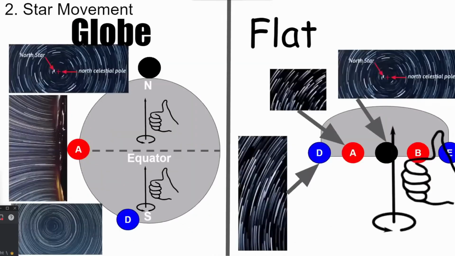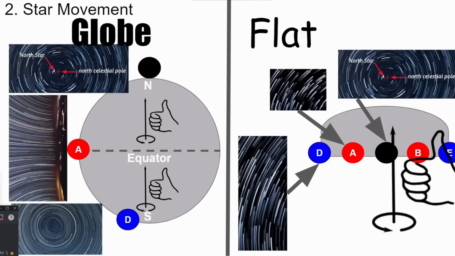Next, star movement. A globe and a flat Earth model both agree that at the North Pole, point C, you would see a circular pattern of stars as they move across the sky. But when you get to the equator on a globe model, you would see stars go from east to west in a straight line across the sky. And on the South Pole, you would see them go in a circular motion again, but in the opposite direction of the North Pole.